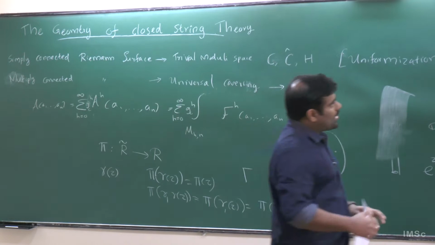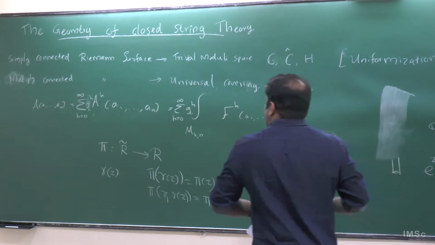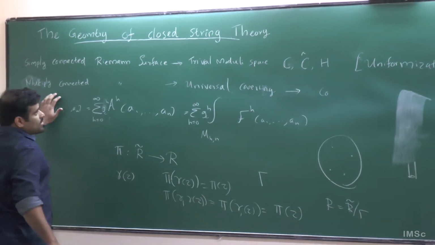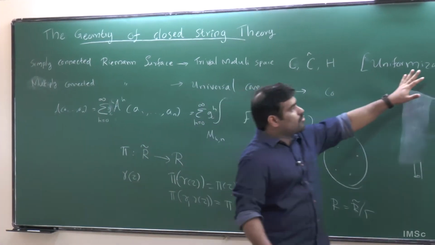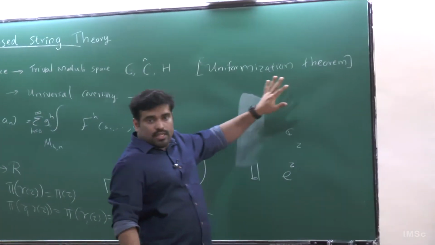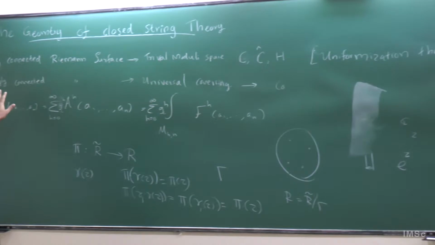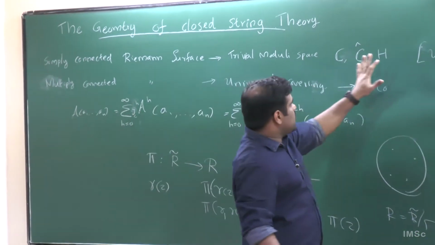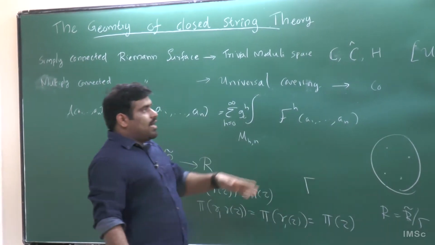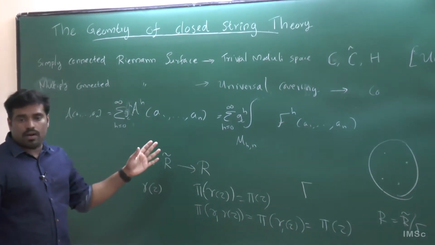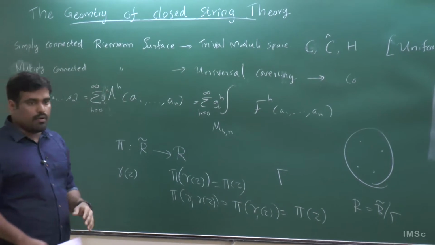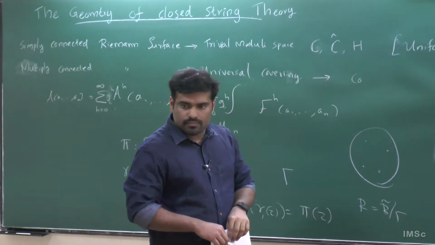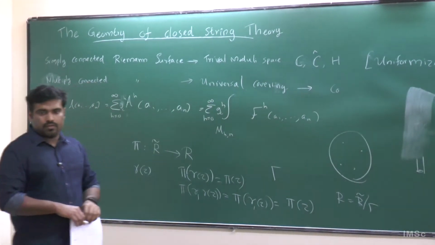So yesterday we said that to understand multiply connected Riemann surfaces, we have a generalization of the uniformization theorem. The statement is that whenever you have a multiply connected Riemann surface, you can obtain that surface from a simply connected Riemann surface by quotienting with some group gamma.